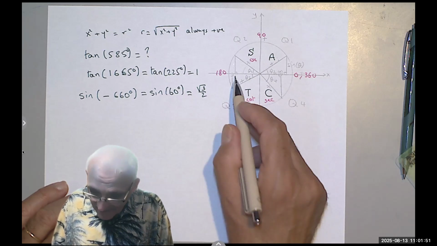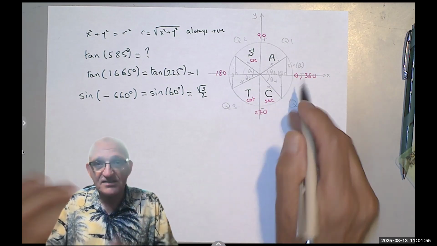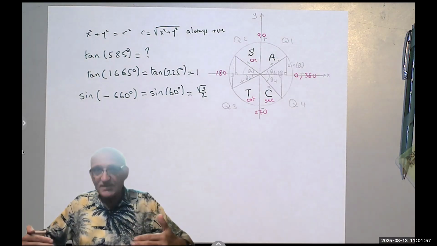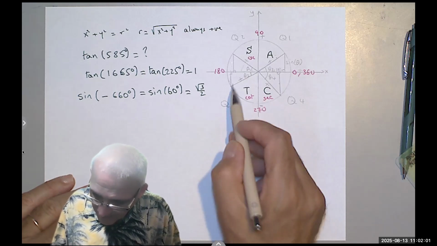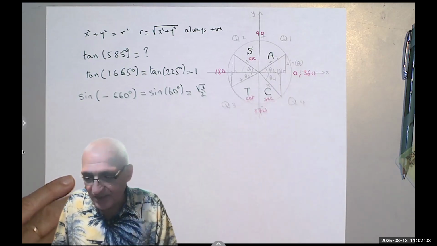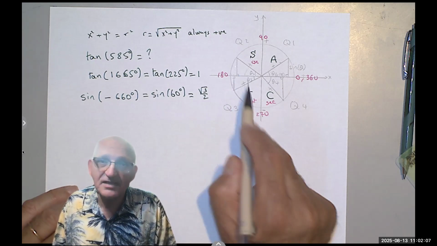And that's why the sign is negative, as we said, in the third and fourth, because the opposite is going below the x-axis. And the adjacent in the second and third is to the left. So that's why we get negative cosine in the second quadrant and the third quadrant.